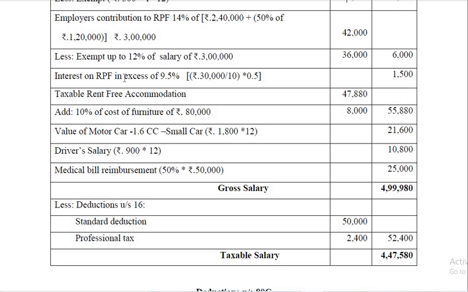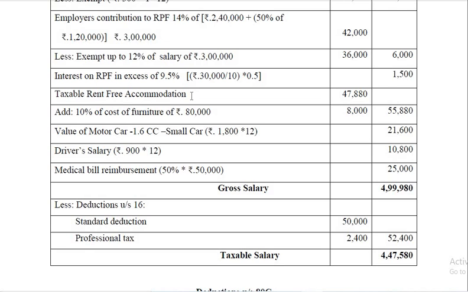Interest on recognized Provident Fund in excess of 9.5%. Here it is 10%, so 10 is equal to 30,000. What is 0.5? In other words, 30,000 divided by 10 gives 3,000, into 0.5, half, so 1,500 is taxable.